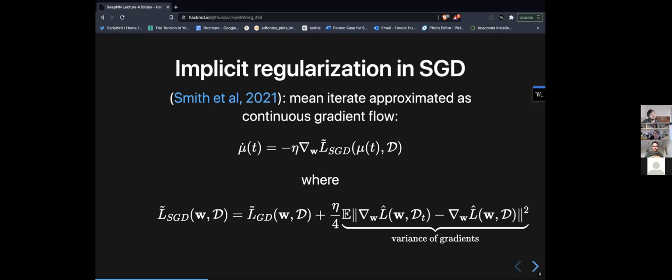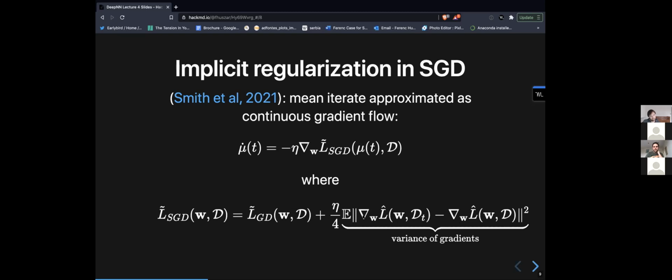So coming back to this previous idea, using this argument, we can say that stochastic gradient descent is a little bit like running gradient descent, but with this extra, quote unquote, regularization term. And note that this is a data-dependent regularization term, and it essentially tells you what is the variance of the gradients at this particular location in parameter space on your data set.